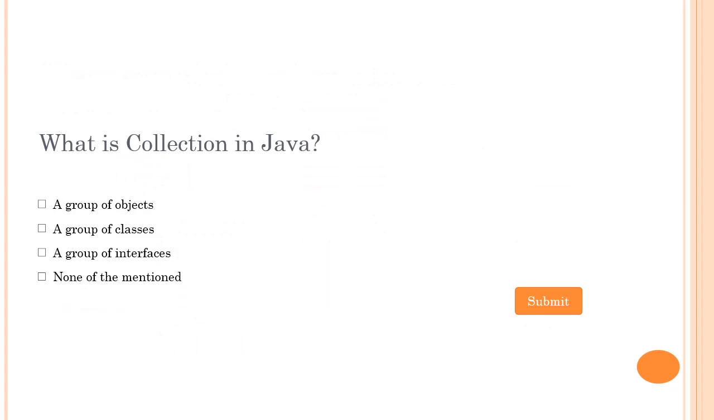What is collection in Java? Is it a group of objects, a group of classes, a group of interfaces, or none of the mentioned? The answer is a group of objects. Collection is an interface which represents a framework to have or to model a group of objects.